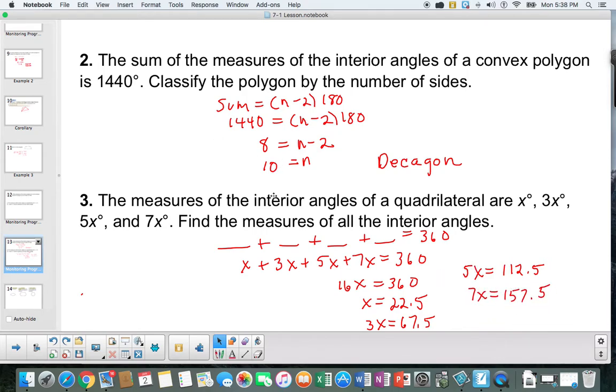Okay, notice I went ahead and substituted the answer and then used algebra to solve, and I found that this was a decagon. Now the measures of the interior angles: I know that I have 4 angles. They add up to 360 because that's a quad. And when I did my algebra, I found x was 22.5, but they wanted me to find all the angles, so I substituted 22.5 in for x for all the other measures.